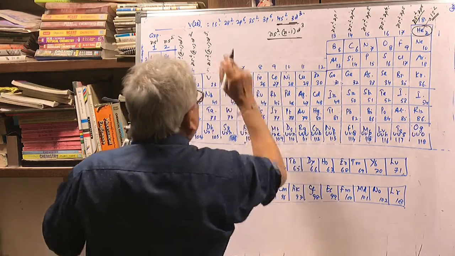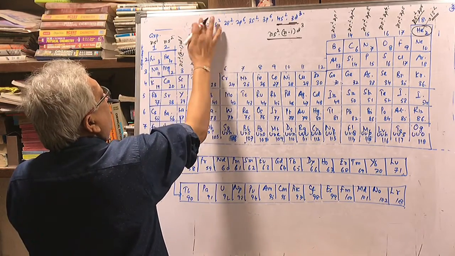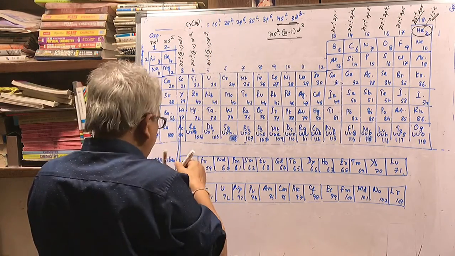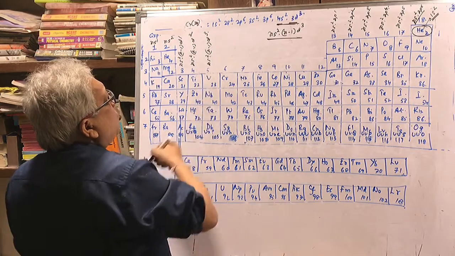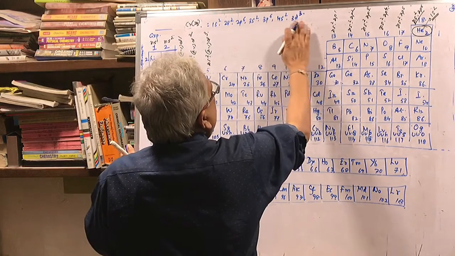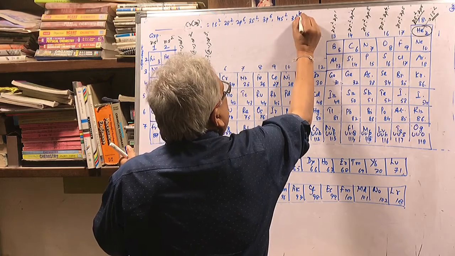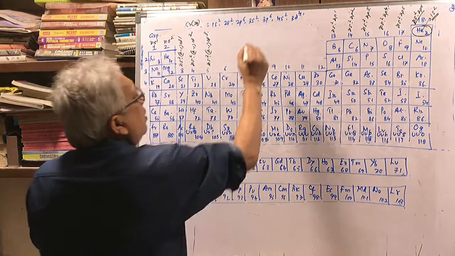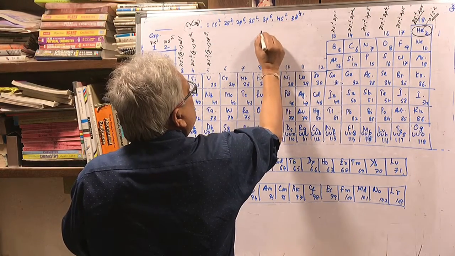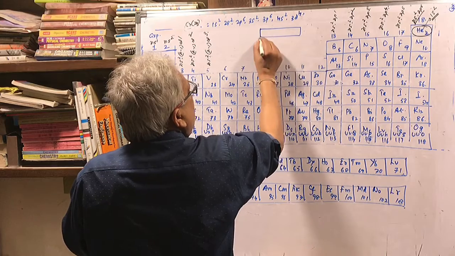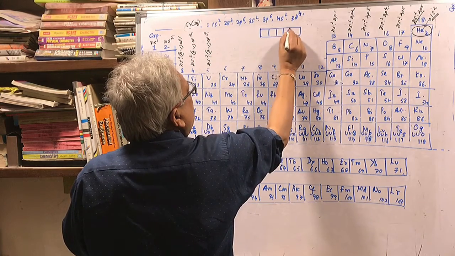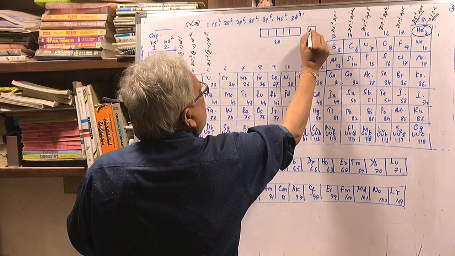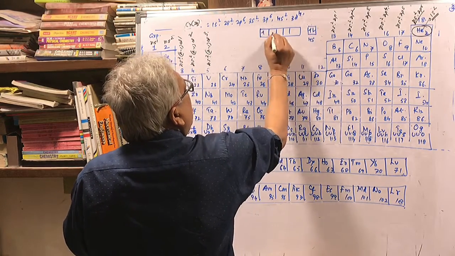If I go to the next one, group 6, chromium, atomic number 24. This configuration will be 1s2, 2s2, 2p6, 3s2, 3p6, 4s2, 3d4. This is the original configuration. But if you ask me to write the outer configuration, I will write 3d and 4s. So the original configuration is 4s2, 3d4.